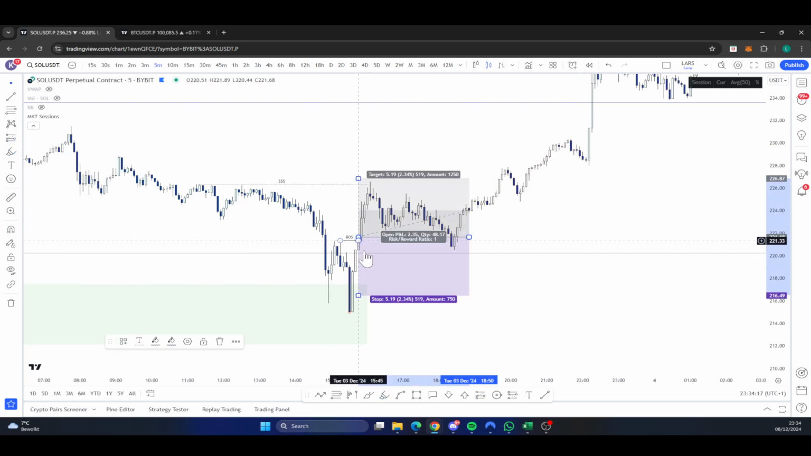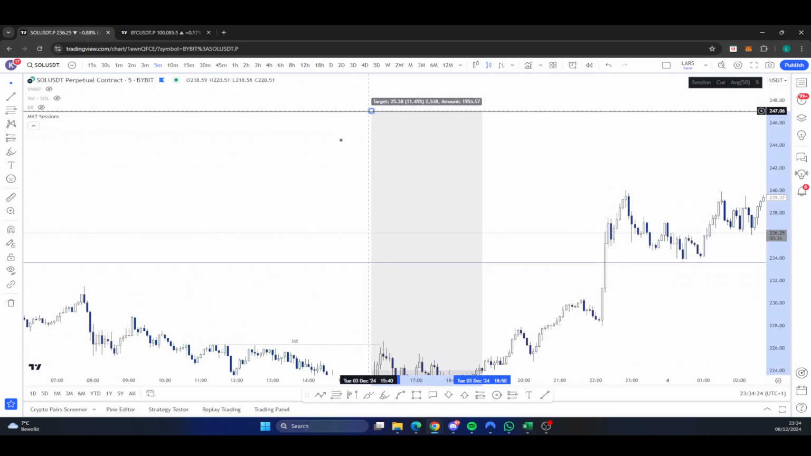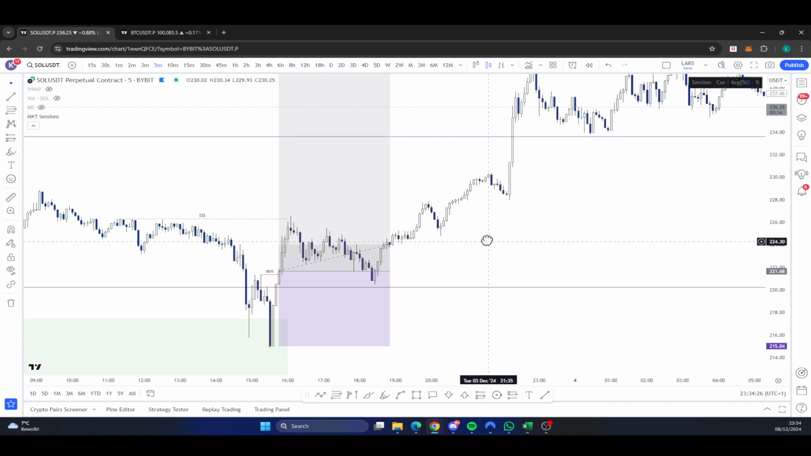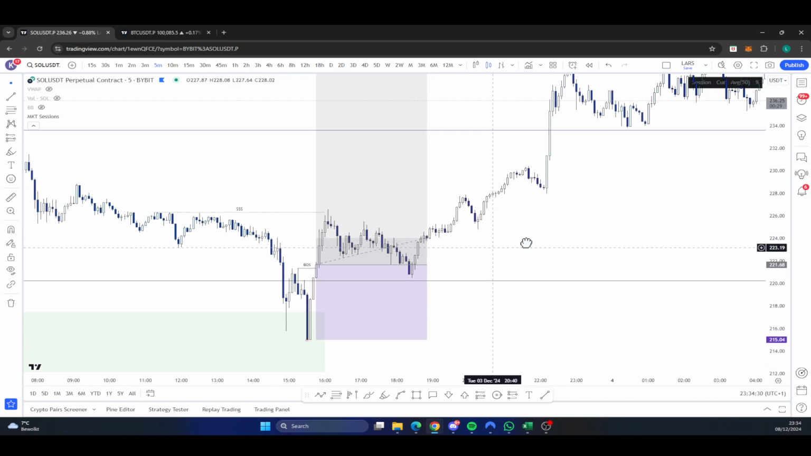So initially, this was our entry. Enter on the break of structure, stop below the low, and you target the range high, just like this, making up for a 3.82 risk to reward. You risk $100, you make $382.